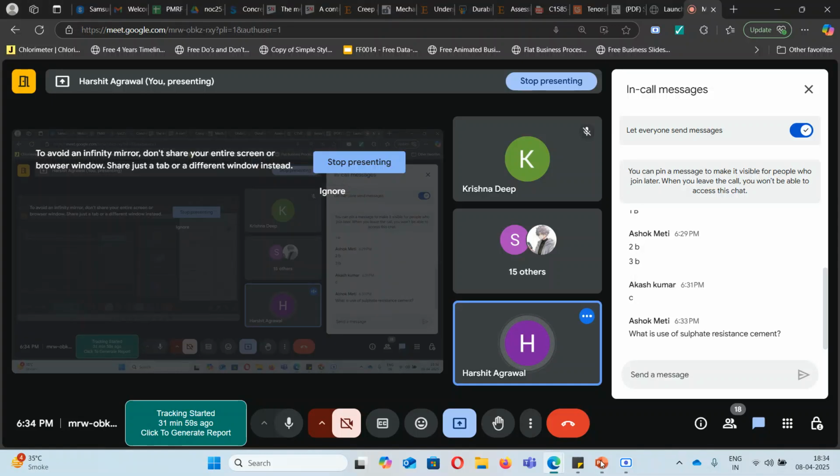Okay, any doubt? What is the use of sulfate resisting cement? Sulfate resistant cement, as we talked about earlier, is used to resist sulfate attack, where there is no C3A. If there is no C3A, then there will be no ettringite formation, and ettringite formation is responsible for the expansive stresses that are generated inside concrete.